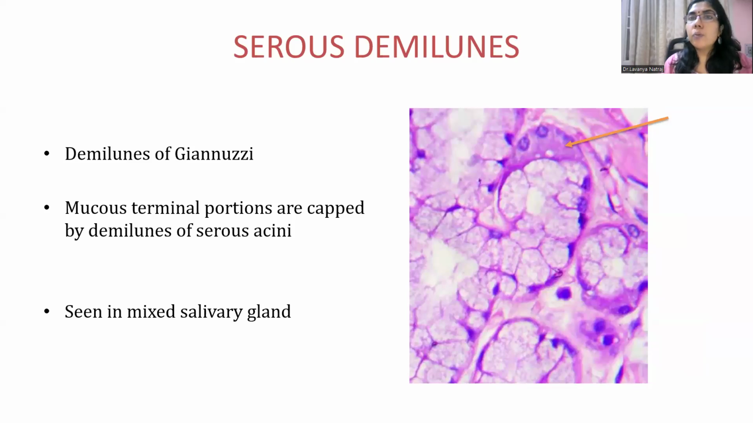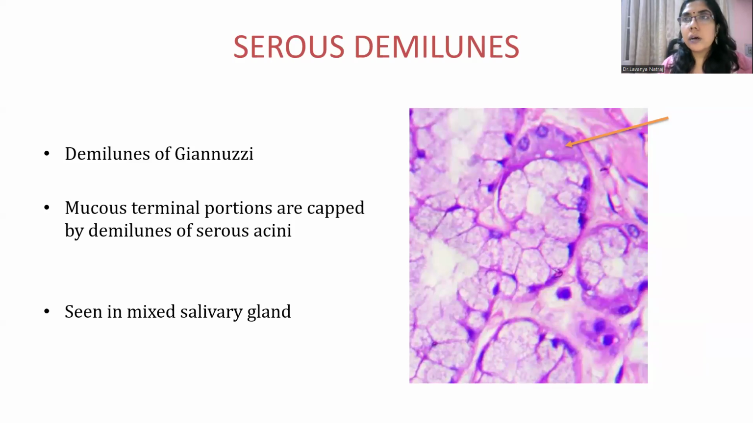Now, there is one more thing called serous demilunes. You have heard about this. Where do you get the serous demilunes? These are seen in mixed salivary glands. Mixed salivary gland means mostly your submandibular gland as well as the sublingual gland.